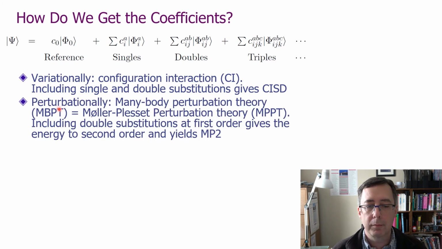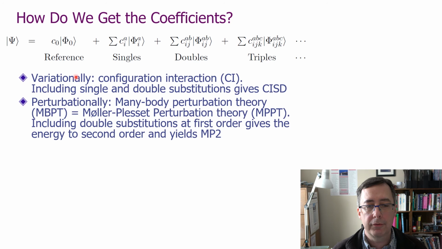An alternative approach, which is generally more popular than the CI, is called many-body perturbation theory, and in this context also called Moeller-Plesset perturbation theory. And that's an approach where I use perturbation theory from quantum mechanics to get these same coefficients.